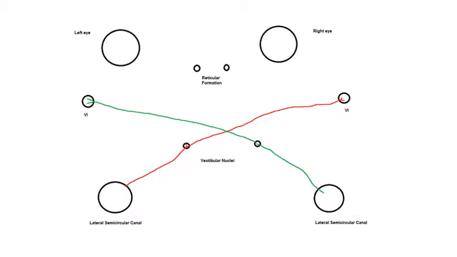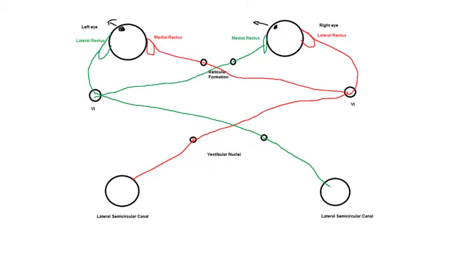From the vestibular nuclei, we will have these two neurons crossing over and going to the opposite side abducens nucleus. From the abducens nucleus, it'll send two neurons out. One will go to the same side lateral rectus muscle, and one will cross over to the opposite side reticular formation and continue on to the medial rectus of that side.